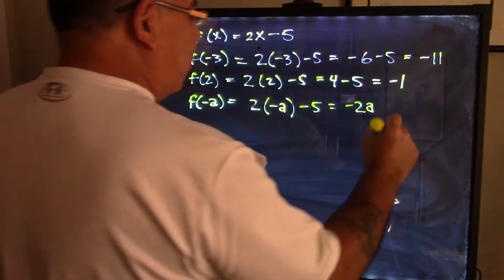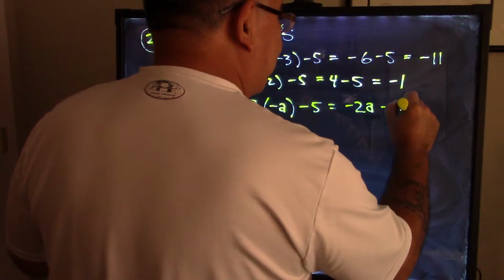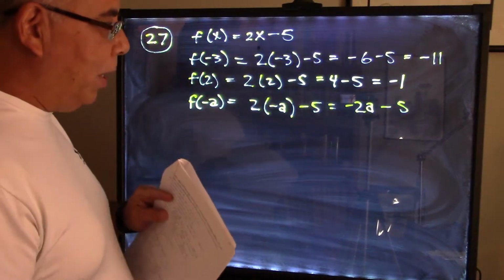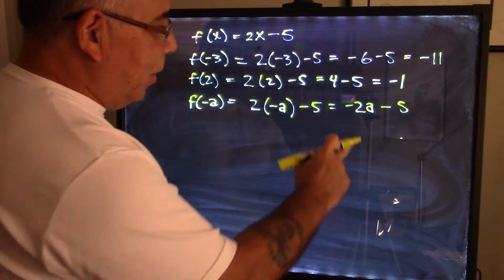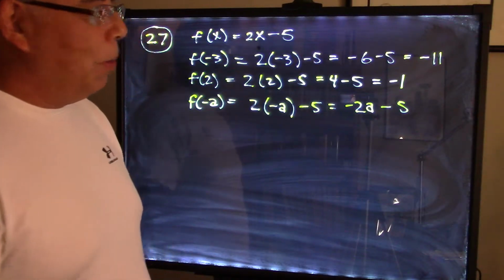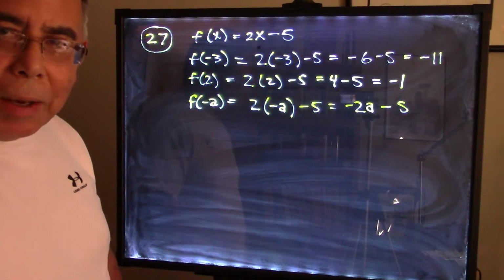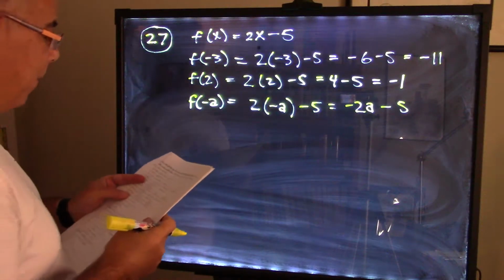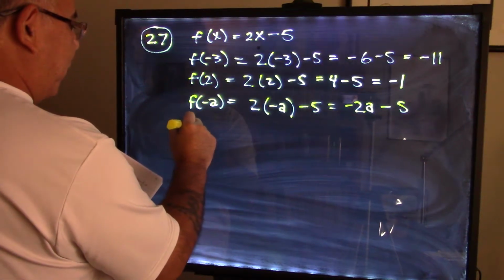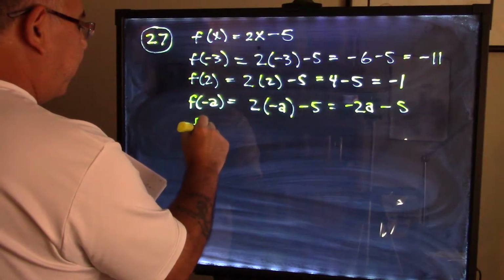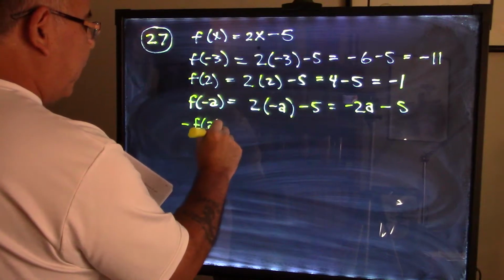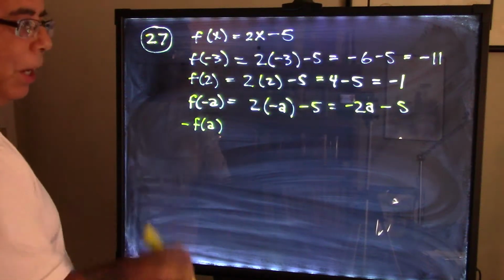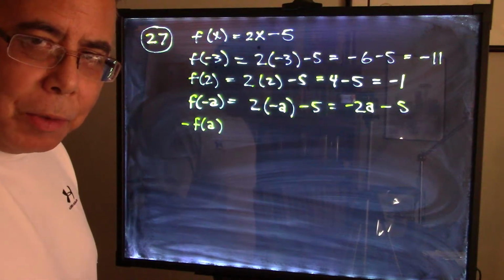And minus 5. Now you ask yourself, can that be simplified any farther? No, these are not really like terms, so leave it that way. And then negative f of a. So here, you take f of a and put a negative in front of it. That's basically what you're doing.